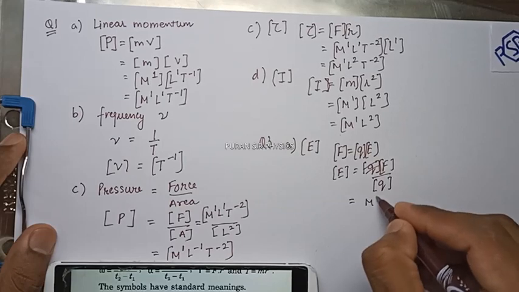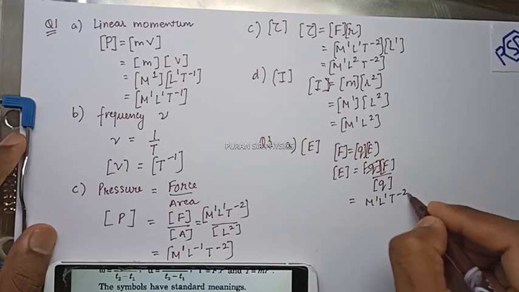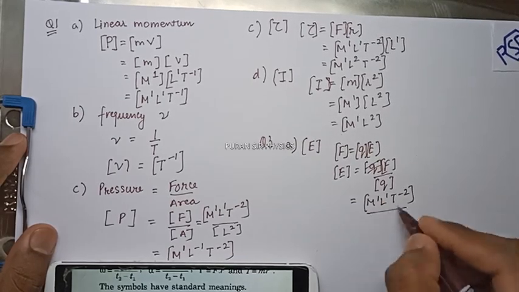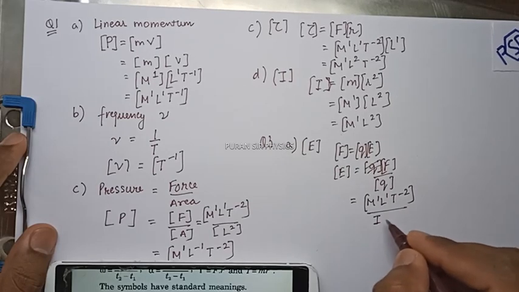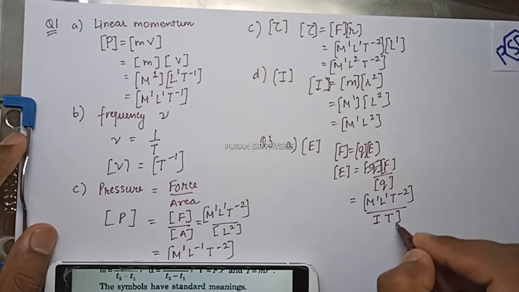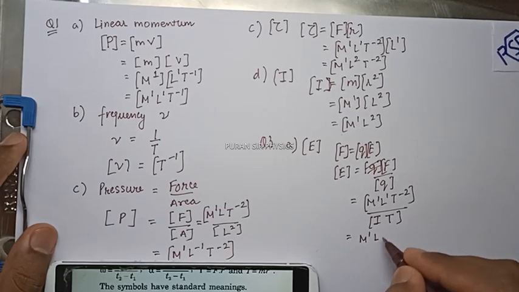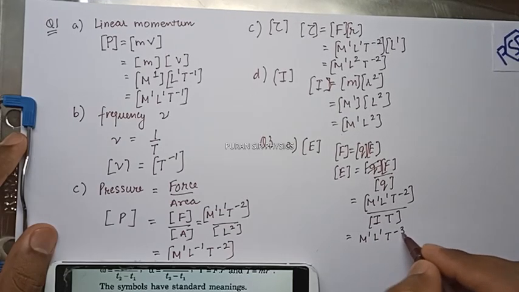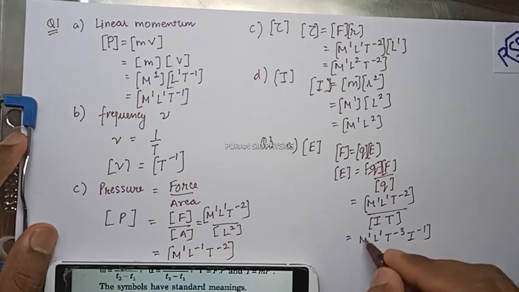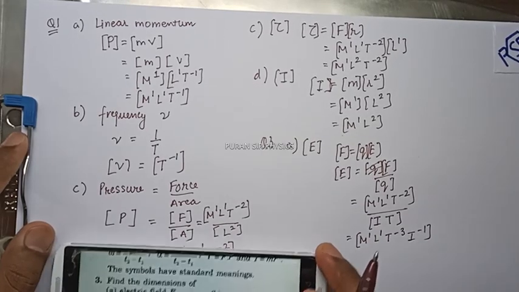And dimension of force is M raised to power 1, L raised to power 1, T raised to power minus 2, and dimension of charge is the dimension of current into time. So from here we can say M raised to power 1, L raised to power 1, T raised to power minus 3, I raised to power minus 1. So this is the dimension of electric field.